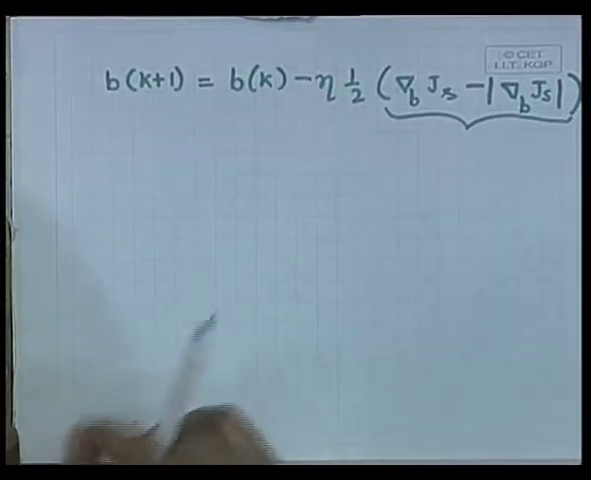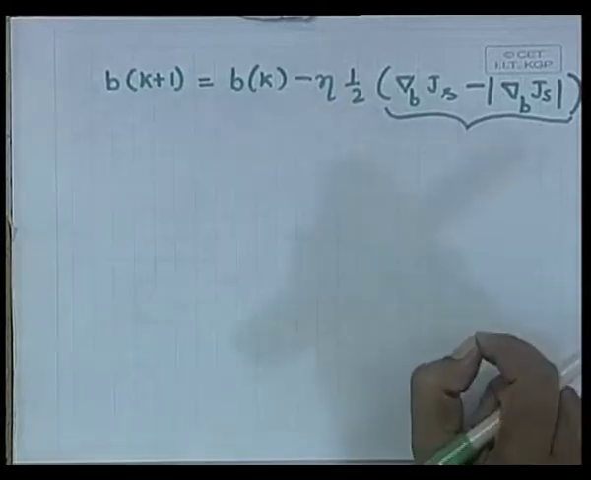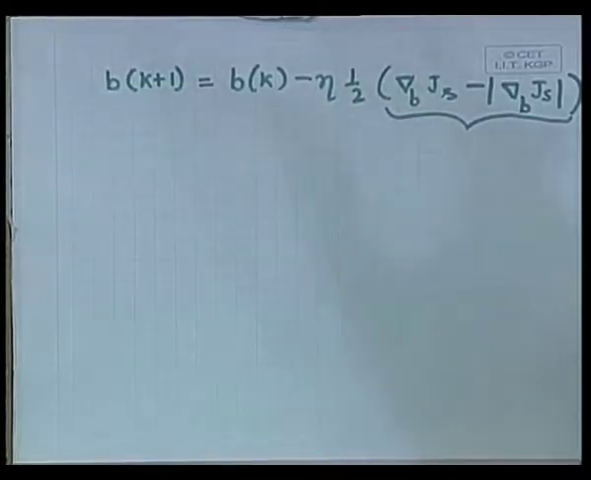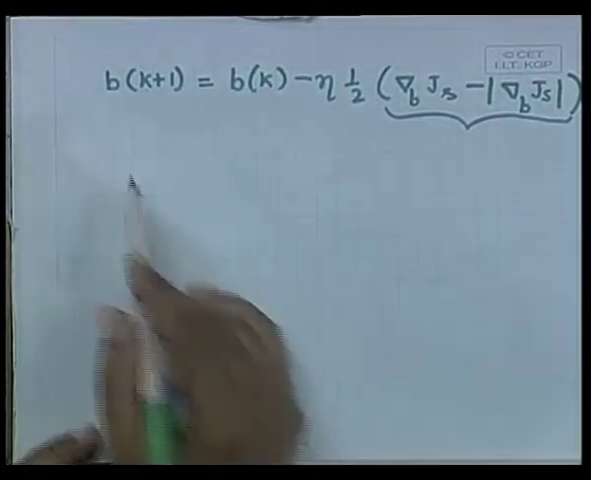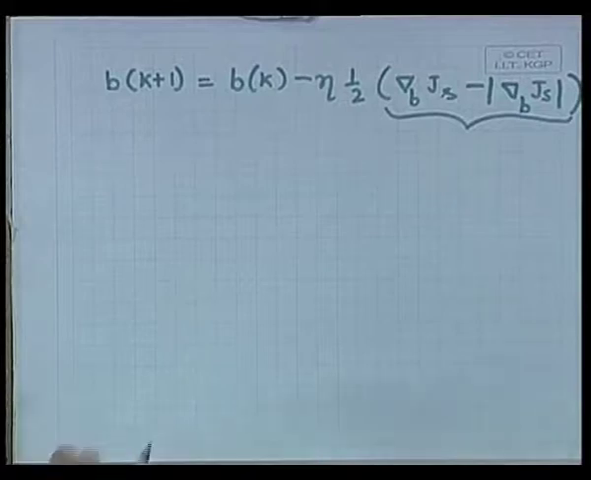I am not subtracting any quantity from B k to get B k plus 1. So that ensures that your B k plus 1 can be at most greater than B k. It can never be less than B k. So by this step we are ensuring that none of the elements of the margin vector B will be reduced at any step of iteration. And since we are ensuring that it will not be reduced in any step of iteration, the possibility of having a component of margin vector B which is less than 0 will not arise.